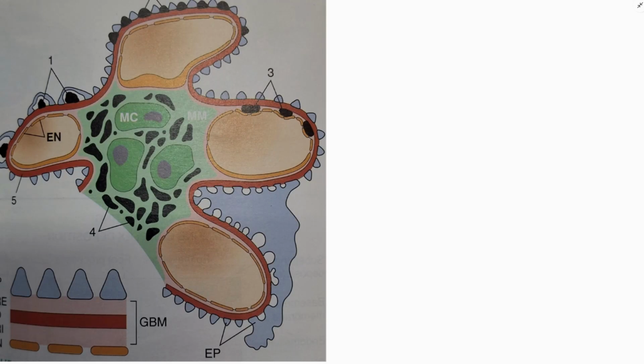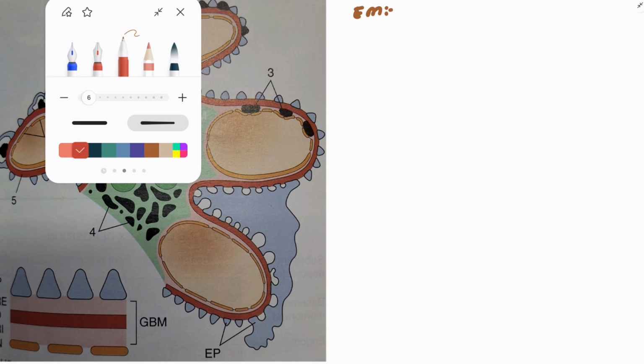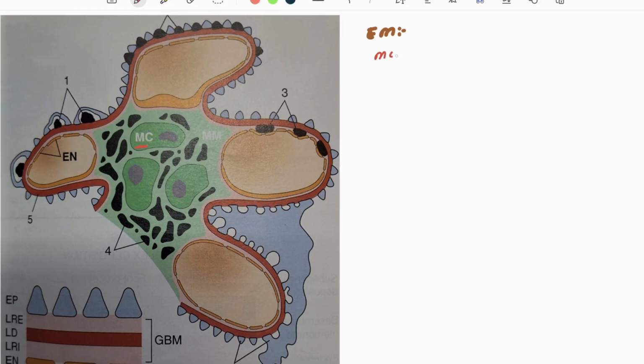Now, let's discuss what we can see in the electron microscopy. Here, MC means mesangial cells. This is the image directly taken from Robbins. MC means mesangial cells. MM is mesangial matrix. Here this is the basement membrane. EP means epithelium.